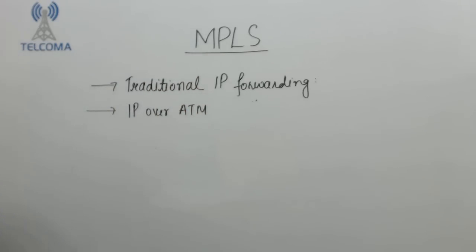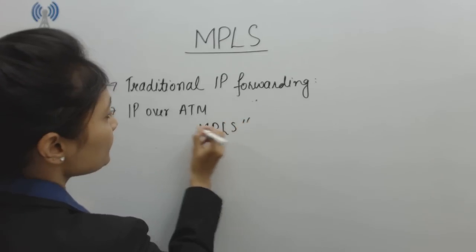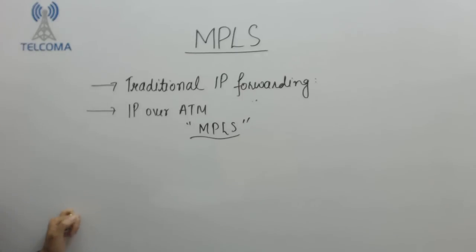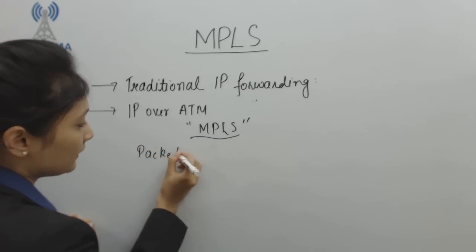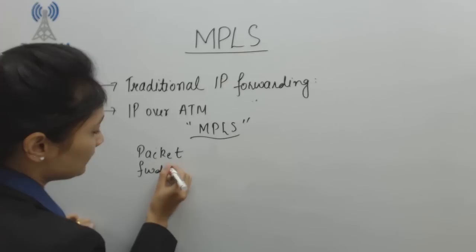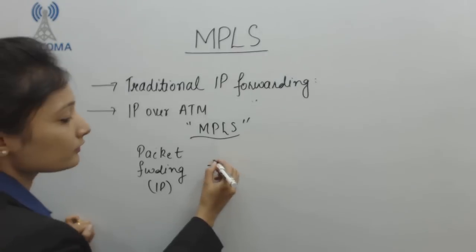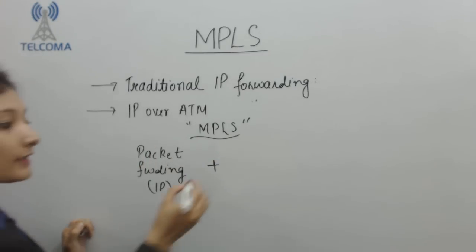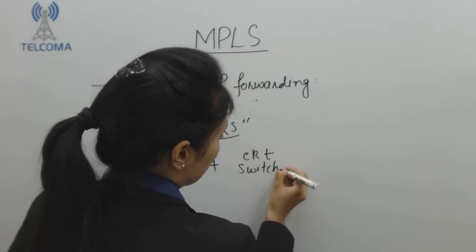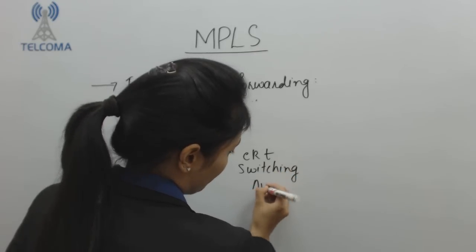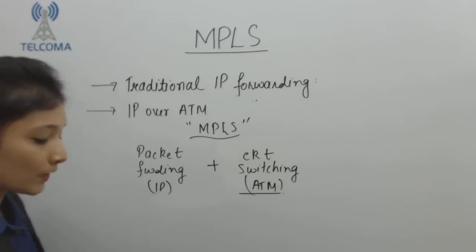So after that, MPLS was regarded as the hybrid. That means it will include packet forwarding from your IP, and the circuit switching from the ATM system also.